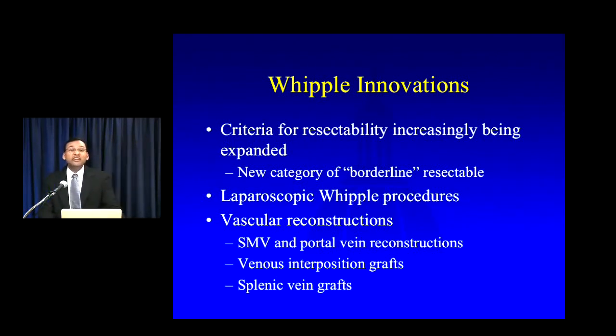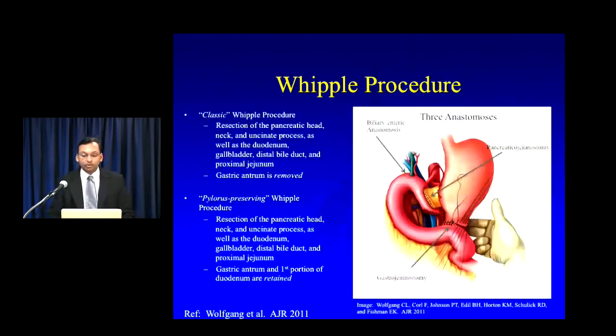Now, there are a number of innovations that have come with that increasingly performing the Whipple procedure, and that includes laparoscopic Whipples, which we have a few surgeons here at Hopkins who are doing those, as well as relatively complicated vascular reconstruction methods that make those Whipple procedures possible in patients who have tumoral involvement. So SMV and portal vein reconstructions, venous interposition grafts, splenic vein grafts, all of these are used to facilitate the Whipple procedure in patients who have quite significant venous involvement by tumor.